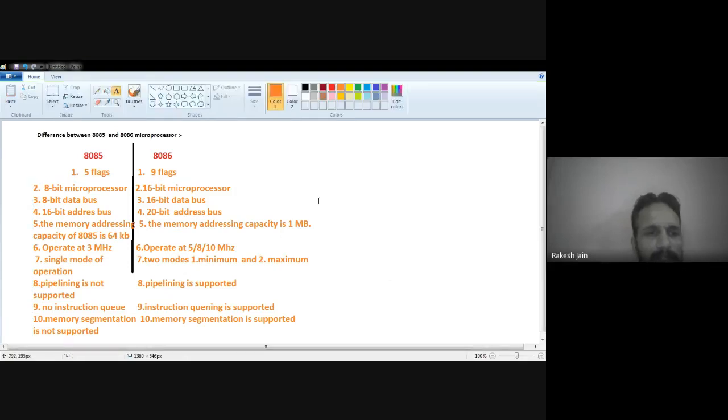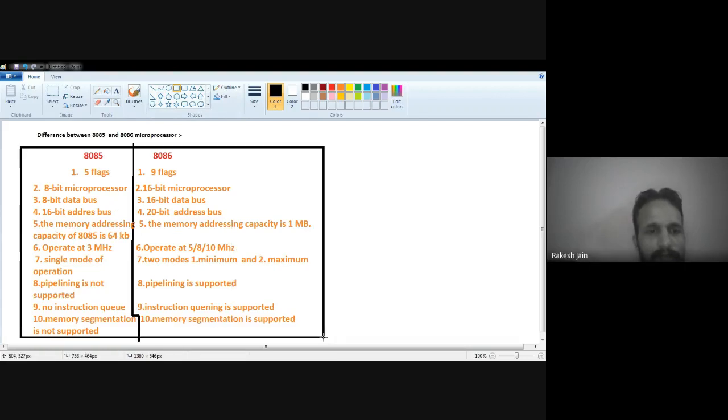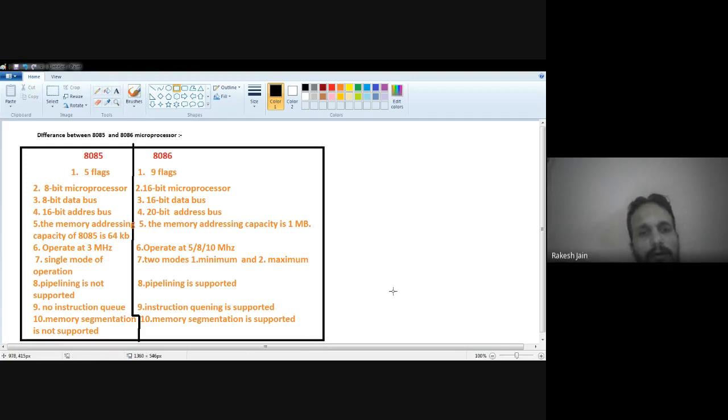So these 10 differences are very much important to differentiate between 8086 and 8085 microprocessor from the objective point of view. So these are 10 differences which are very much useful. Okay, let's suppose we now solve certain objectives related to whatever we studied till now.